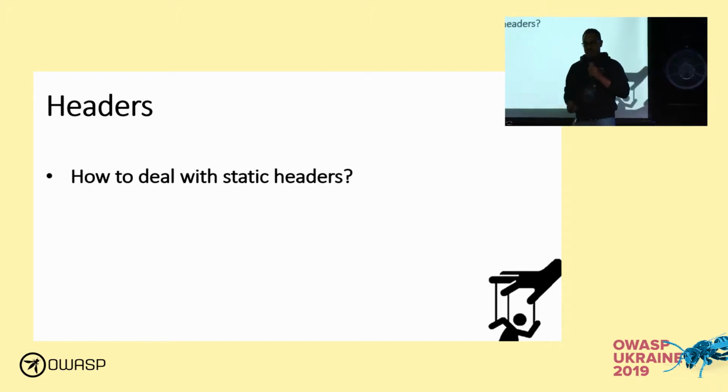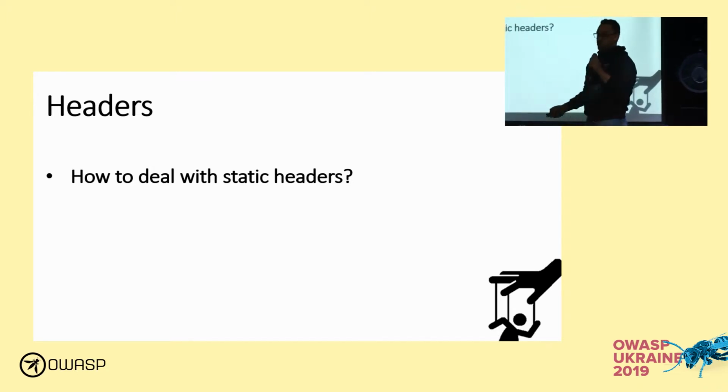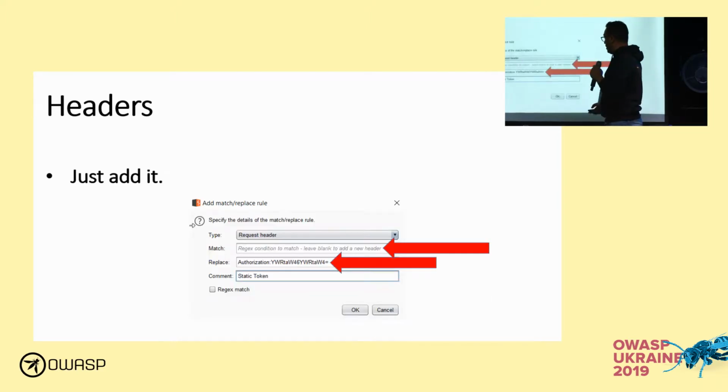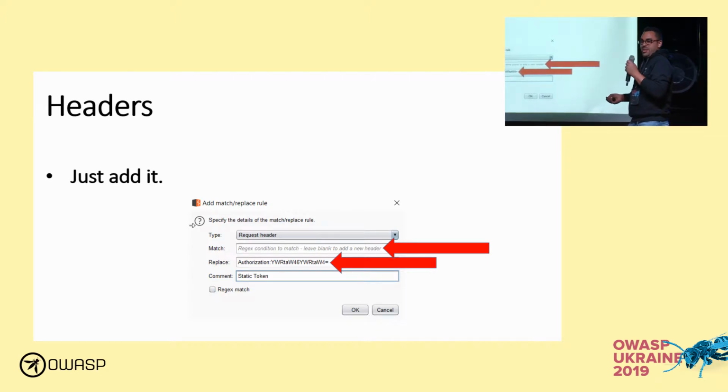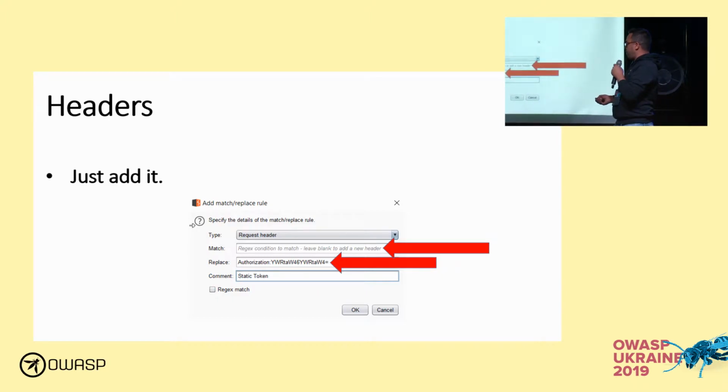Guys, dealing with static headers is pretty easy. You don't even need to install an extension in Burp. You have this option there, match and replace rule, request header. Then you just leave it blank. It's written there. If you leave this field blank, you just replace it with something.